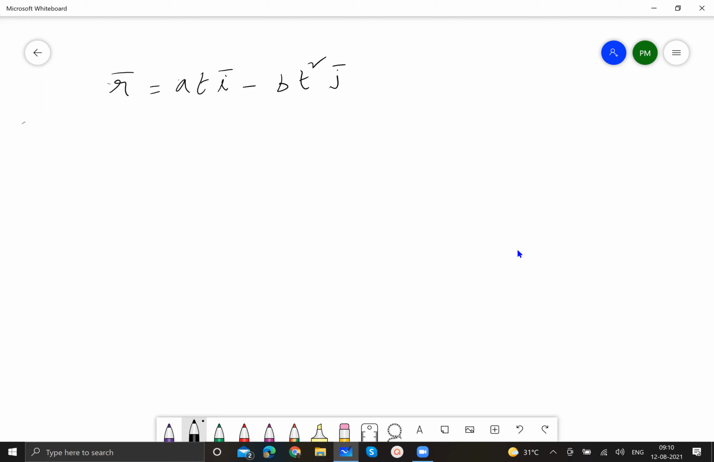Find first one, the equation of trajectory. We have written already for projectile y is equal to x tan theta minus g by 2u square into x square. That is the equation of trajectory. You should write the equation for this problem also.